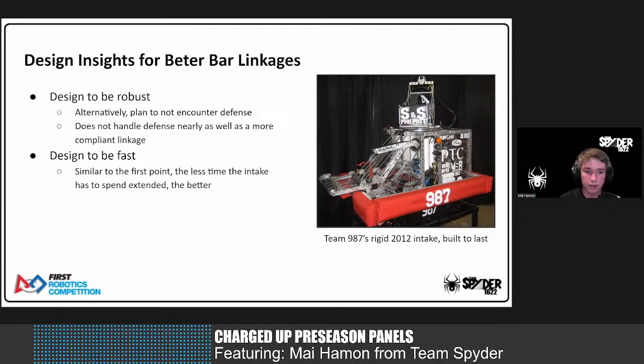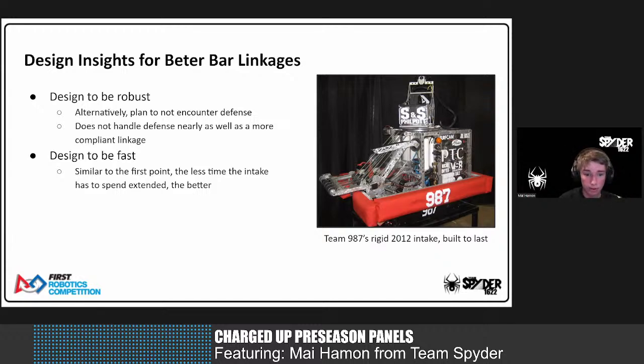Here are some design insights for designing beater bar linkages. Beater bar linkages need to be designed to withstand greater forces than other linkages because they are more rigid in nature and therefore less compliant and shock absorbing whenever they encounter a load or some external force.